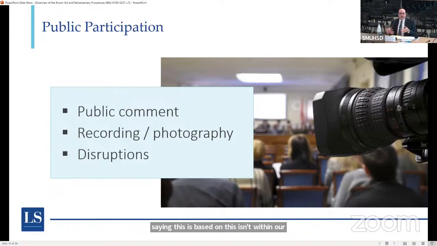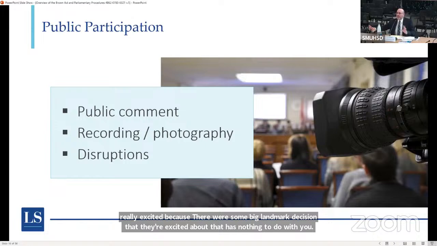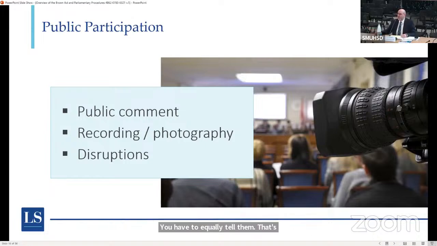So when somebody else gets up and speaks, and again, it's the PTA president gets up and speaks and they're really excited because there was some big landmark decision that they're excited about that has nothing to do with you. You have to equally tell them that's not within the jurisdiction of the board. So we're not taking public comment on it. But in that instance, yeah, I think it was right to cut it off. The best thing to do is cut it off with the explanation. Okay, it's because we have no jurisdiction over this issue.